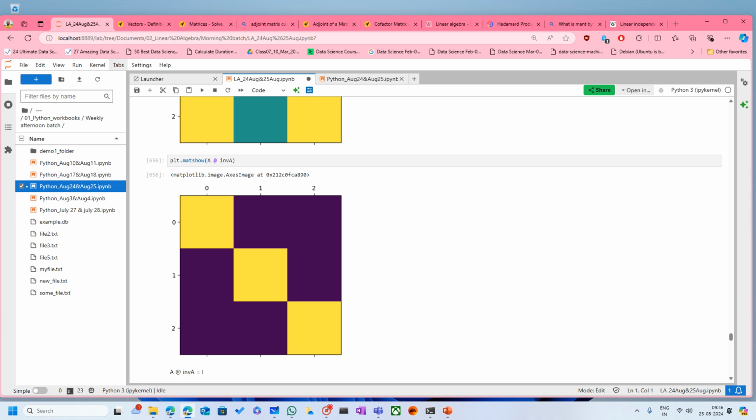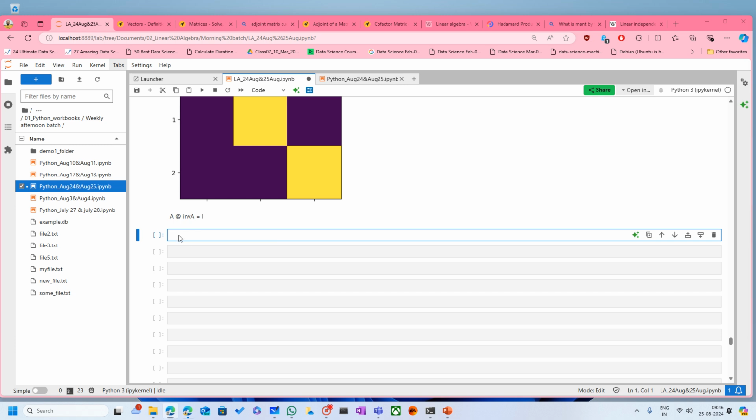So if this is understood, then we will go on to the next topic, solving linear equations. Okay, let me conclude the topic here.